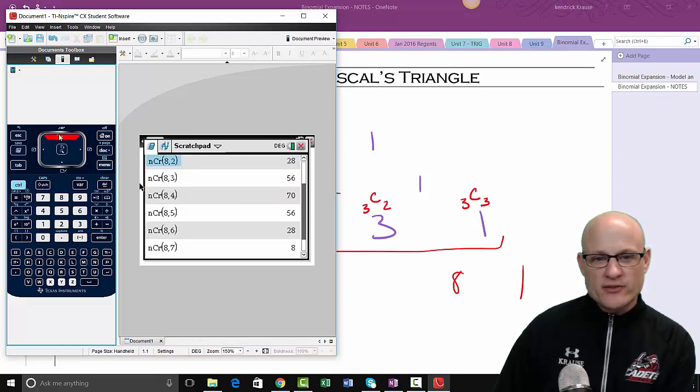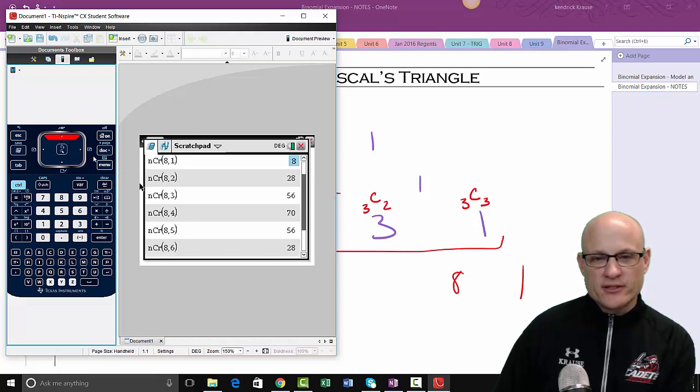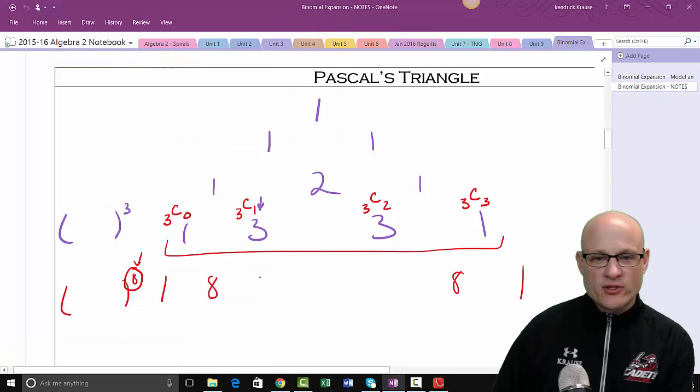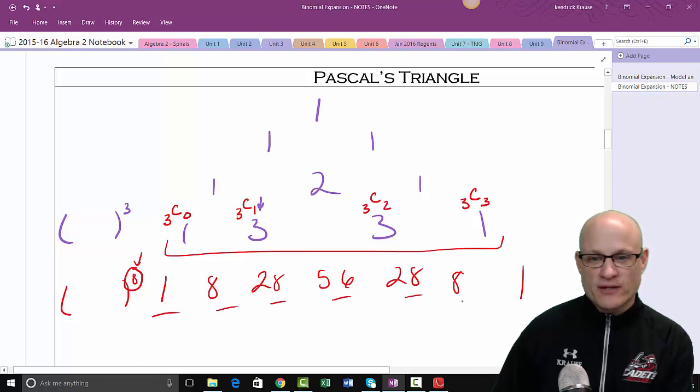Like this starts with 8 here. 28, 56, 70, 56, 28, and the next one's 8, and the next one's 1. So 8, 28, 56, 28, 56, 28, 8, and 1. That's 1, 2, 3, 4, 5, 6, 7.